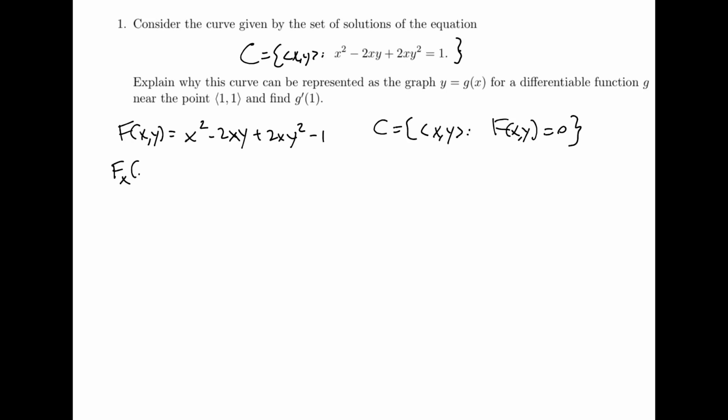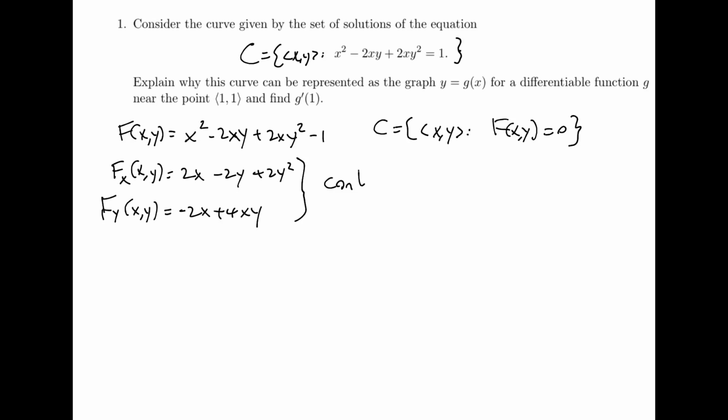So the derivative with respect to x, that's going to be 2x minus 2y plus 2y squared. And the derivative with respect to y is, so that's a constant, so we get minus 2x, and here we get 4xy. Okay, so we have the partial derivatives. One of the requirements is that they are continuous. And these certainly are continuous, because they are polynomials, and by chapter 2 we know that polynomials are continuous.